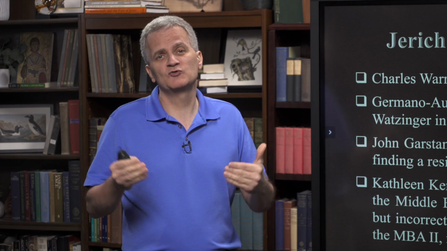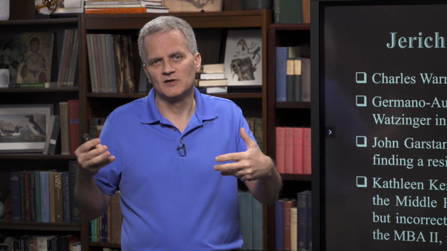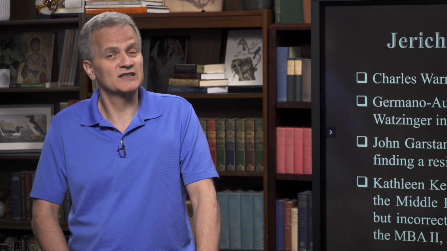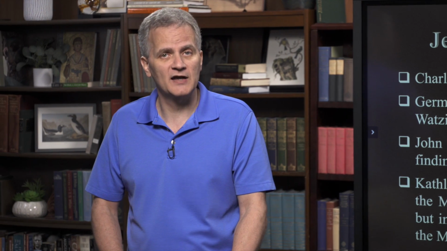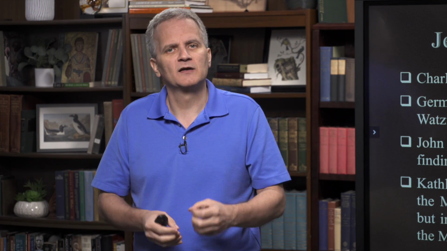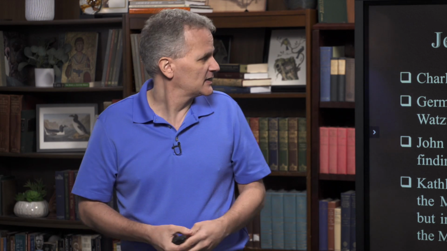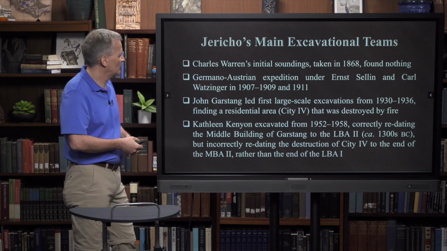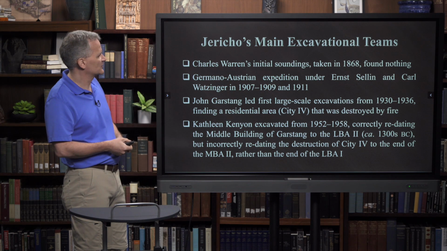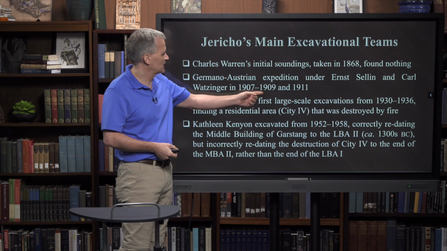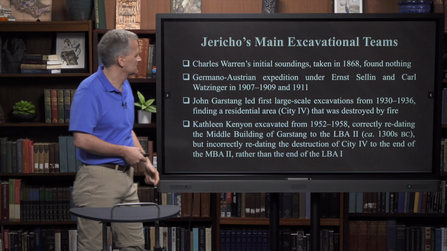So just because you do a sounding and test and try to find remnants of an ancient city, it doesn't mean that you're going to pull it off, even if you're at the right place where you should be able to find it. So obviously his soundings were very limited, and with what work he did, they didn't find anything of note. Then a Germano-Austrian expedition was launched under Ernst Sellin and Carl Watzinger between 1907 and 1909, and then in 1911.